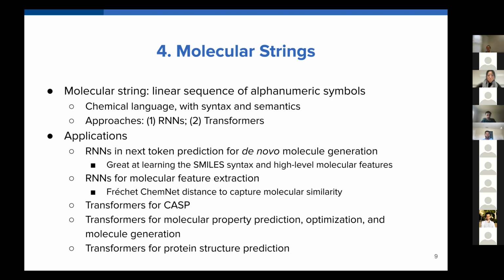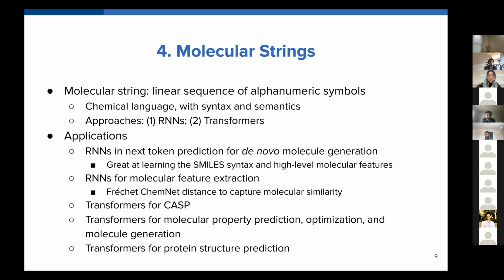We can consider molecular strings and their corresponding systems as a chemical language. This language also comes with its own syntax and semantics. And the reason why this language has syntax is because these string systems also have rules with regards to what forms are valid and what forms are not. And the language also has semantics because a molecular string carries information about the underlying physiochemical and biological properties of a particular molecule.